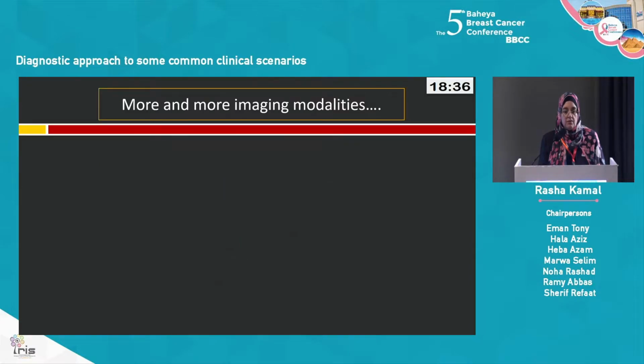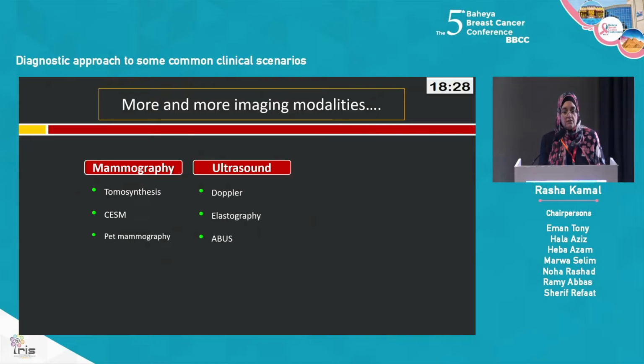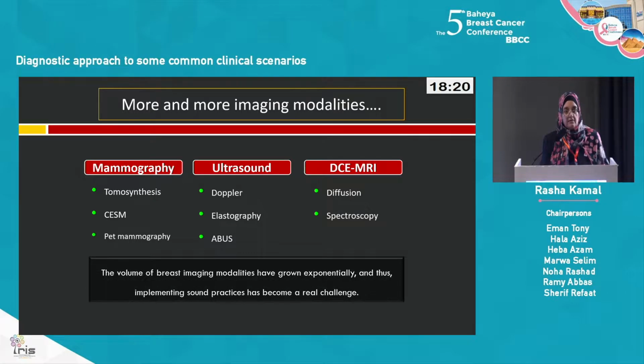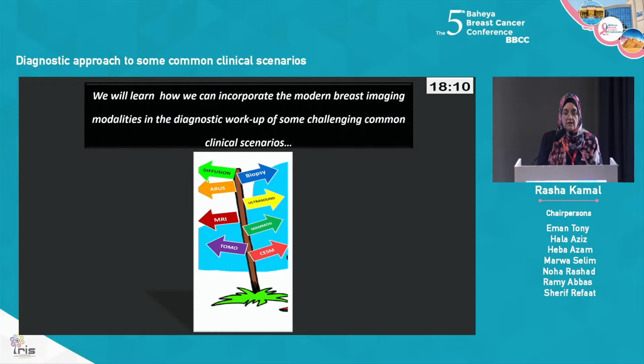But now we are having more and more imaging modalities. With the mammography, we have the tomosynthesis, the contrast mammography, and the PET mammography. With the ultrasound, we have the Doppler, the ABUS, and the elastography. And with MRI, we have more sequences like the diffusion and spectroscopy. And I think looking at this, we have to admit that the volume of breast imaging modalities has grown exponentially, and thus implementing sound practice has become a real challenge.